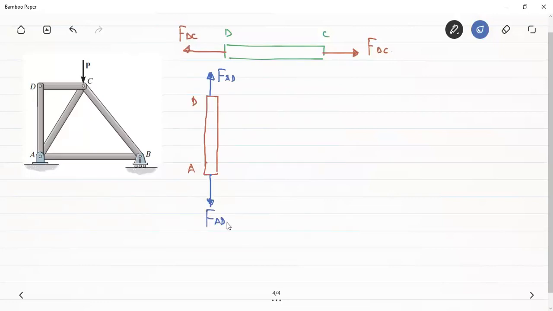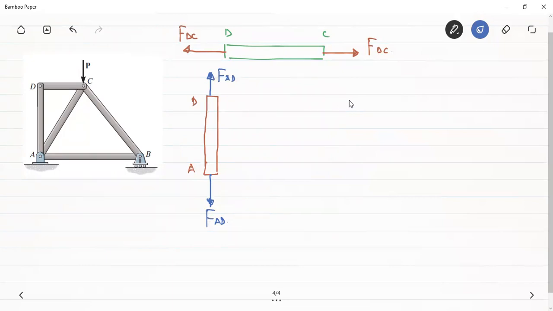Now see here for the equilibrium. We have this member DC and a joint D. If I am showing this force on this member in this direction, then on the joint, the force should be in the opposite direction, from Newton's third law. These forces will be equal, but opposite.